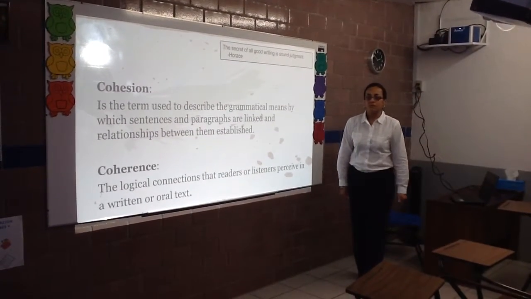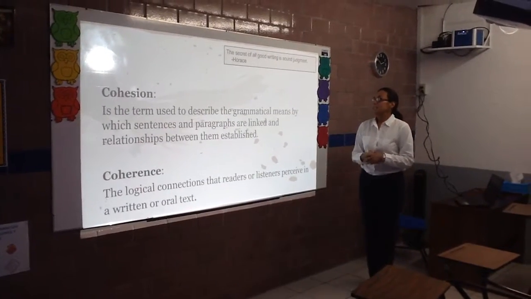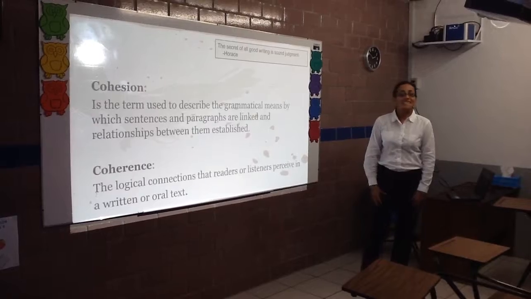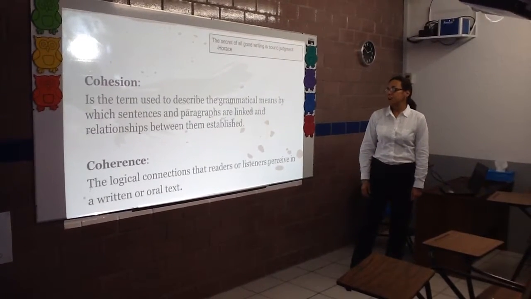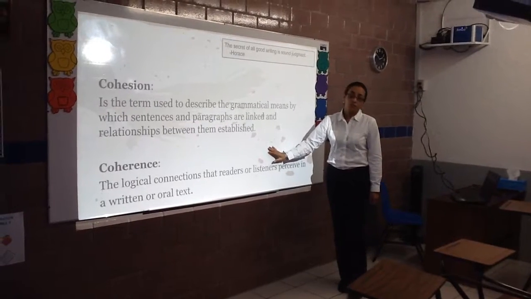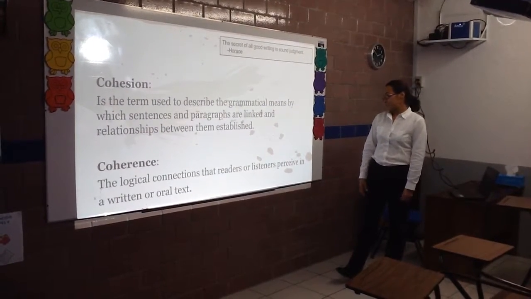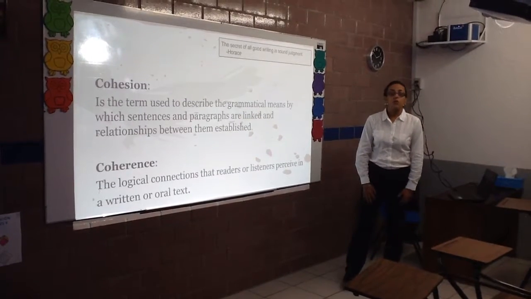What is cohesion? We understand cohesion as a term used to describe the grammatical means by which sentences and paragraphs are linked and relationships between them established. What is coherence? The logical connections that readers or listeners perceive in a written or oral text.